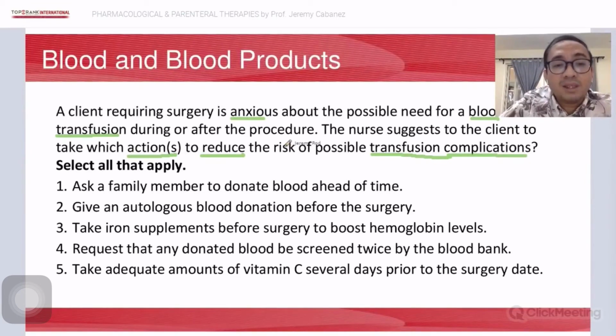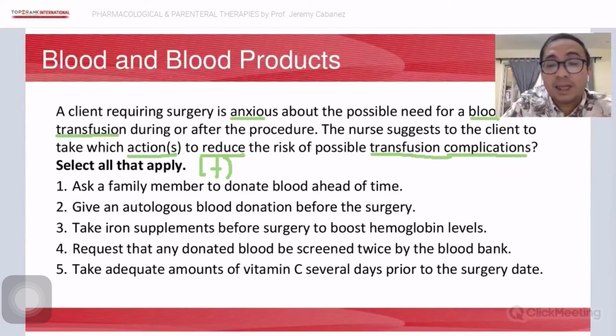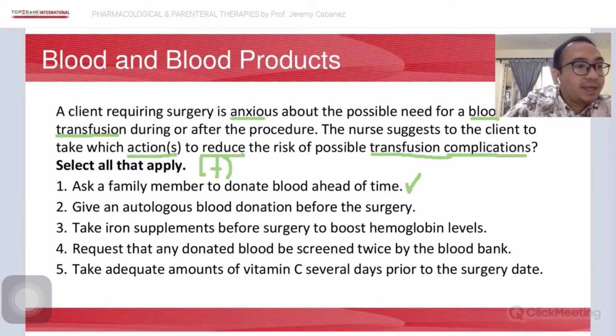Okay. So, ibig sabihin, ang hinahanap sa'yo, it's positive. So, ang hinahanap sa'yo, your standard action. Okay, ano ang standard action? Ano ang safe action? Okay, number 1. Ask a family member to donate blood ahead of time. Di ba sabi ko, saan nga nakukuha ang blood type ng pasyente? Galing yan sa family member, right? So, definitely, this is check or X. This is check. That's standard, right? To prevent transfusion reaction.